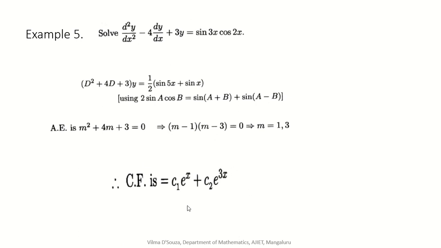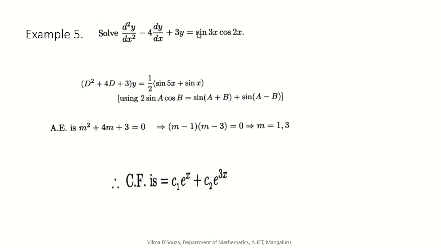This is very simple. Writing the complementary function is very simple here. For the right hand side, you have sin 3x into cos 2x. What you do is you use the formula sin A cos B. Sin A cos B is half of sin of (A plus B) plus sin of (A minus B). Recall the trigonometric formula.